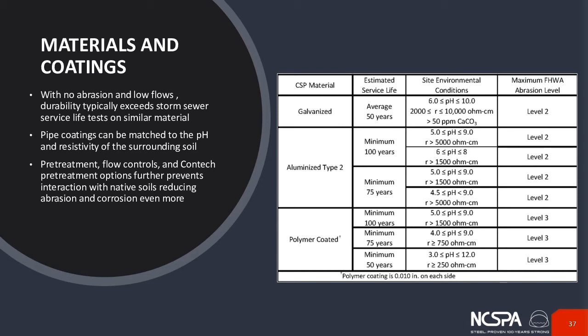I think Mike actually showed this slide a little bit earlier, but it does give the environmental ranges and the service life expectations for those different materials, based primarily on the environmental factors, the pH and the resistivities associated with the soil and water for a particular site. And this also has the abrasion levels, but of course abrasion is really never an issue with detention systems, just because there's really no significant velocity through the system.